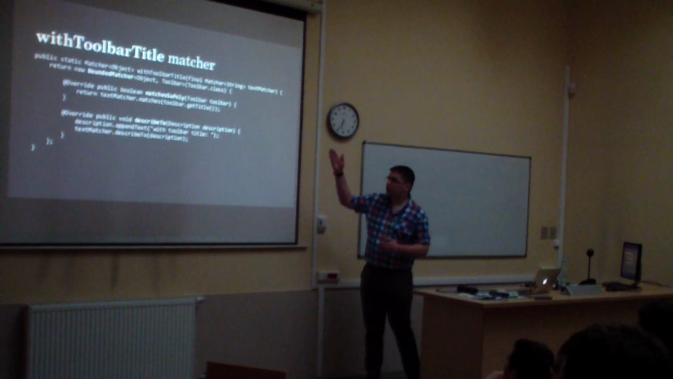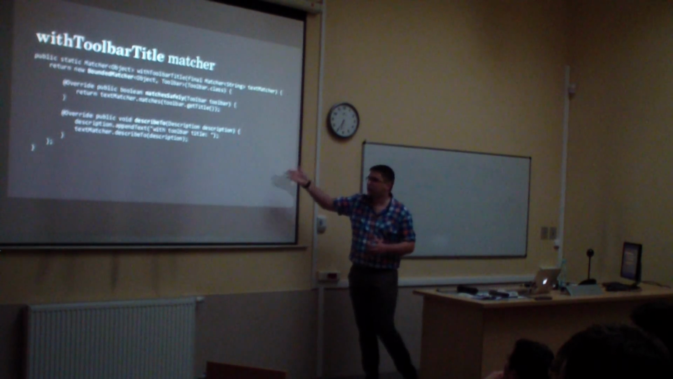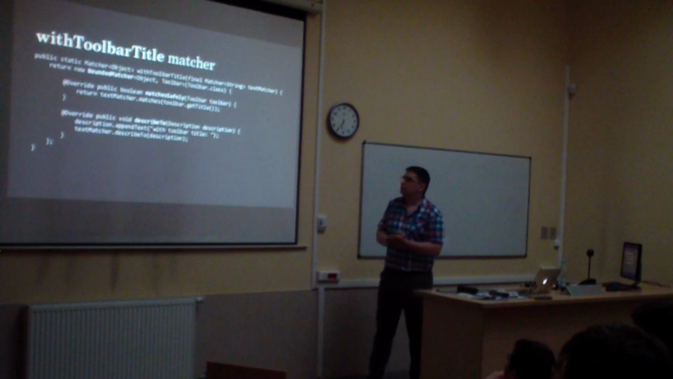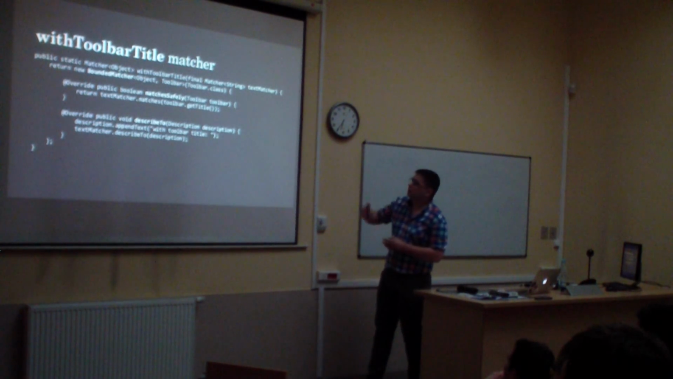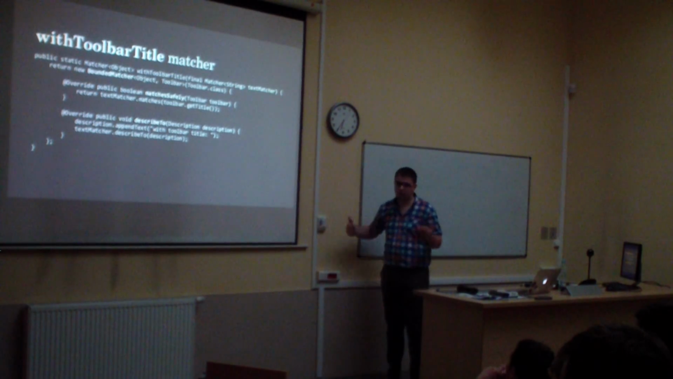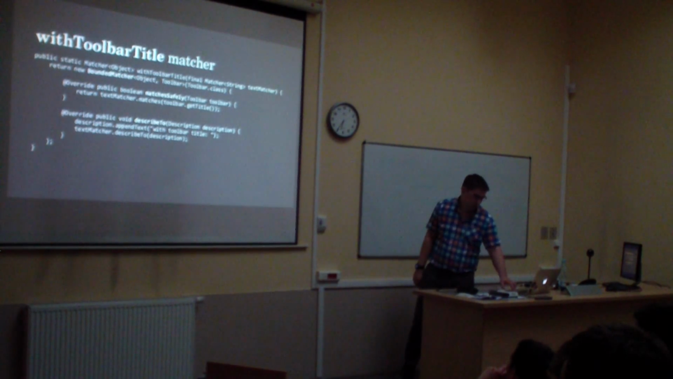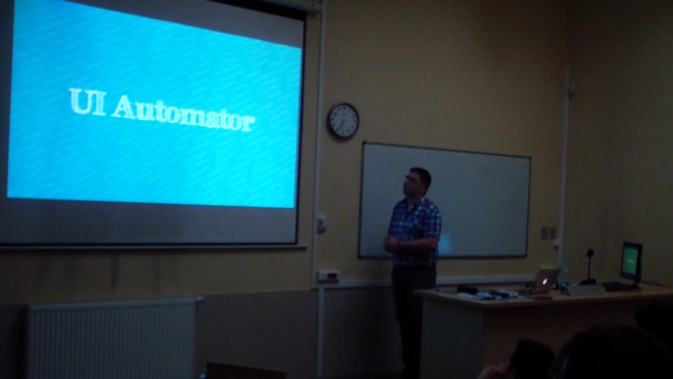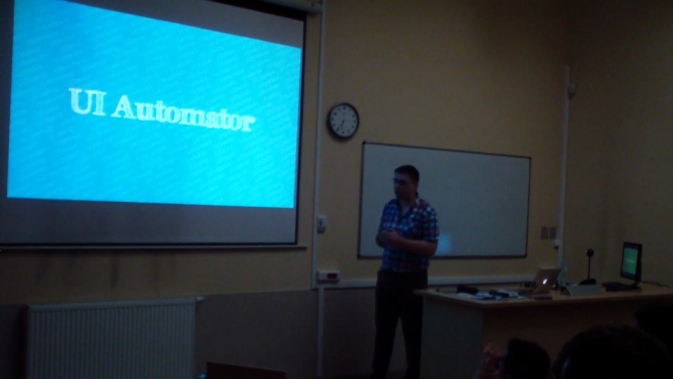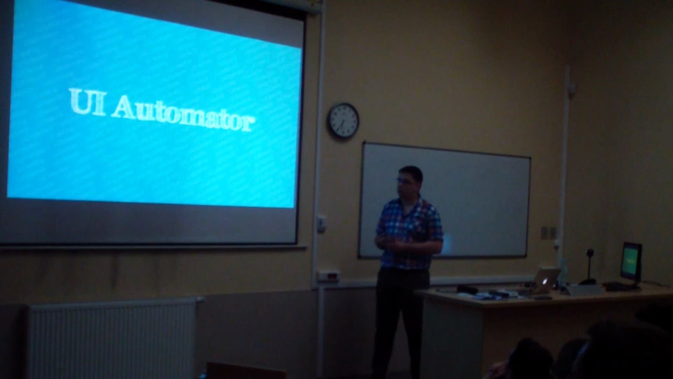It's really simple. We describe a situation during some error, and in the mismatch description we compare two objects. So right now we move to another framework also provided by Google. It's the UI Automator framework.